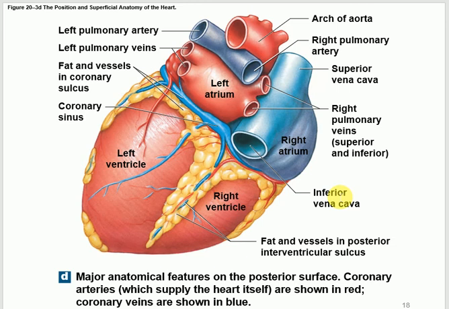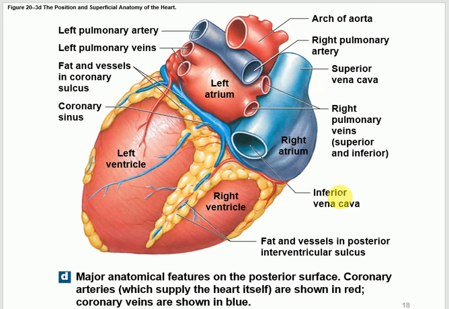If you're looking at the back, you will see this posterior interventricular sulcus. How to know that this is the back, not the front? The left atrium is in the back, not really on the left. You saw the heart, right? It's not like this. It's not flat. It's not like right atrium, right ventricle, left ventricle. It's not like that, right? It's rotated. So the left atrium is in the back.